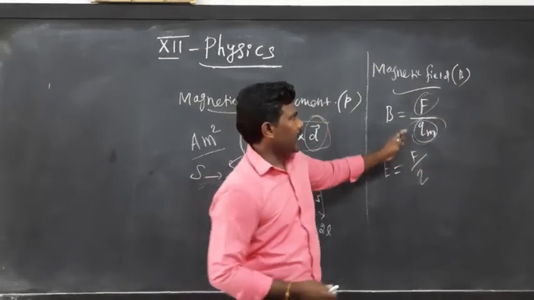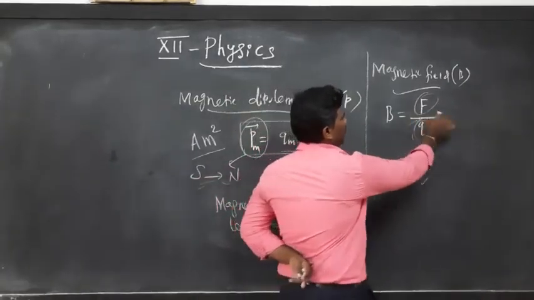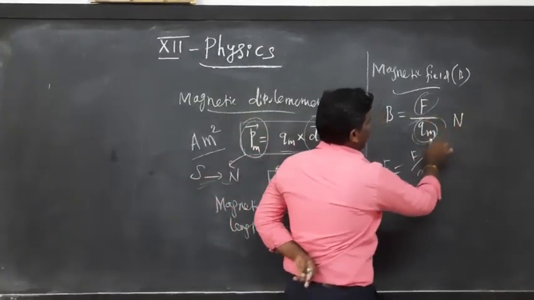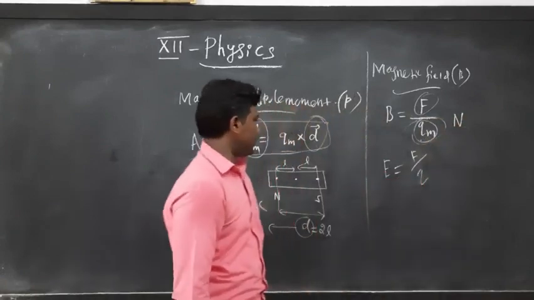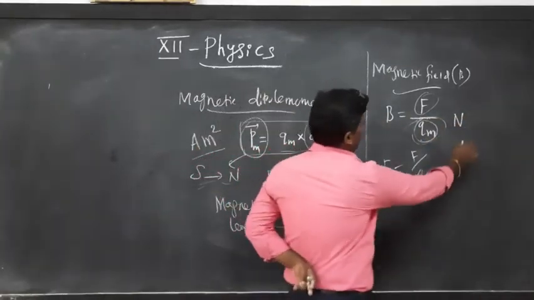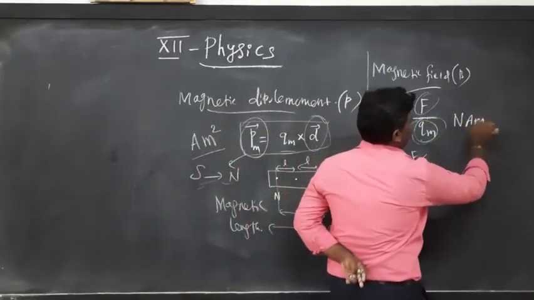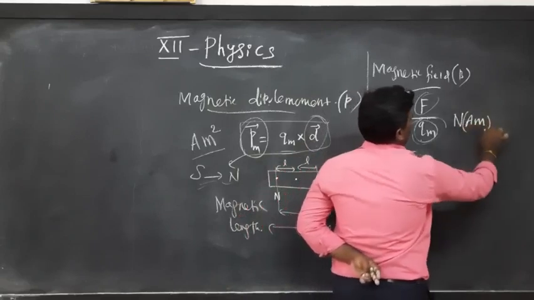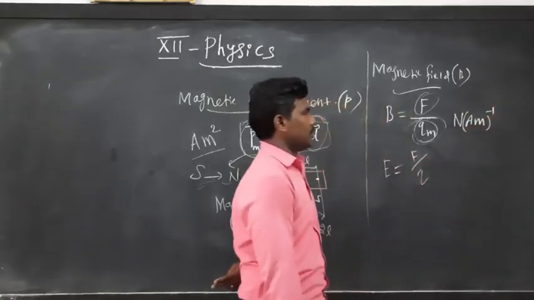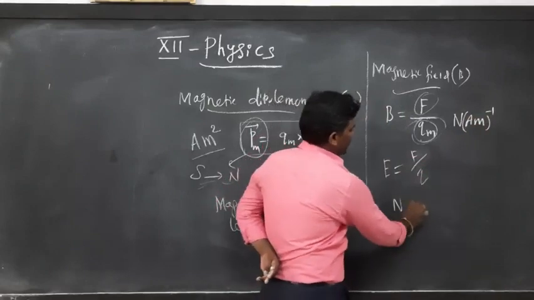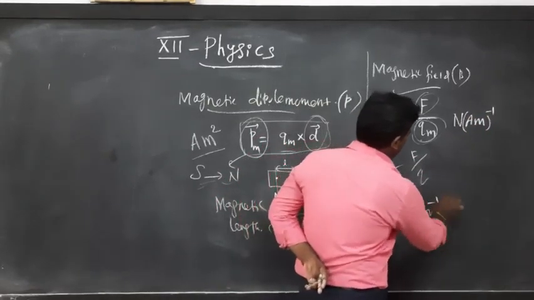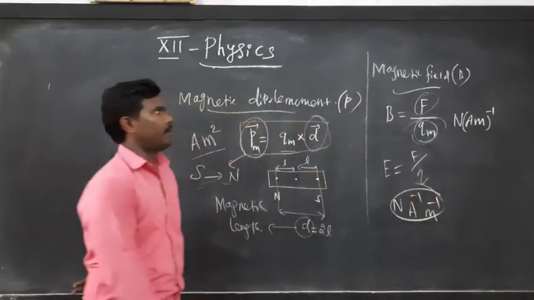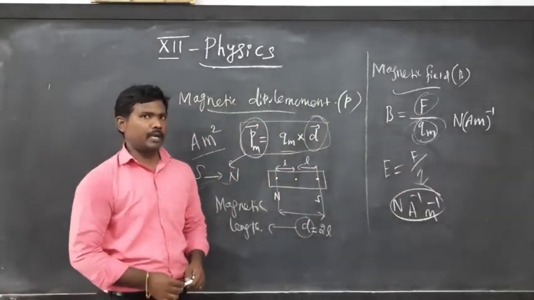And we can write the unit for this case. The unit for force is Newton, and the unit for Qm is ampere meter power 1. Here we take this as power minus 1. So Newton ampere power minus 1 and meter power minus 1 is the unit for the magnetic field.